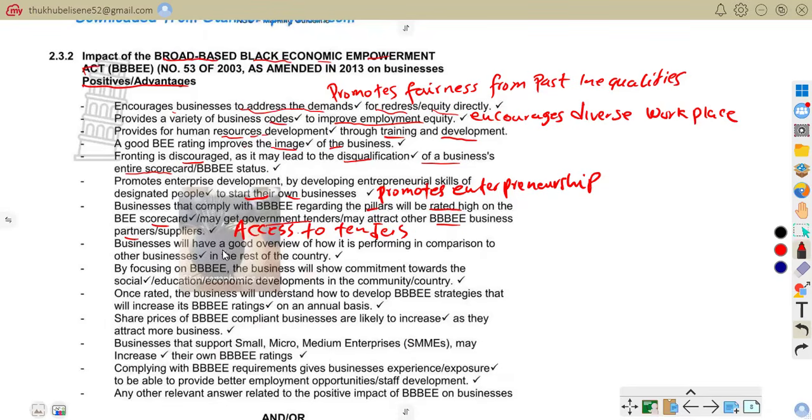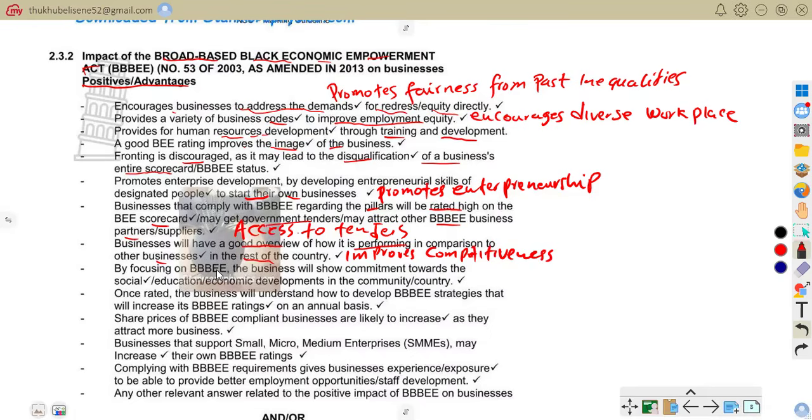Business will have a good overview of how it is performing in comparison to other businesses in the rest of the country. So this simply says it improves competitiveness. It means it helps business grow sustainably, and that will attract investors. So that is that. So now let us move on to other points.